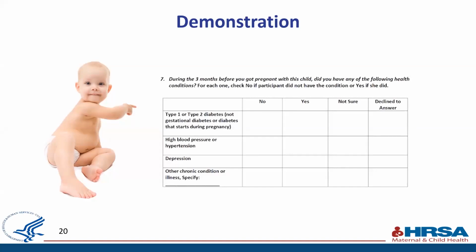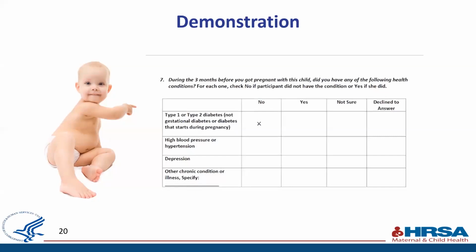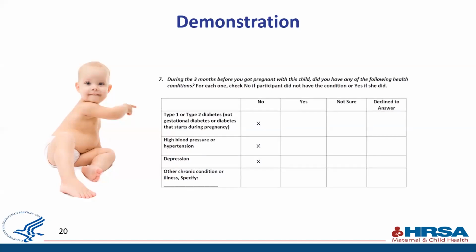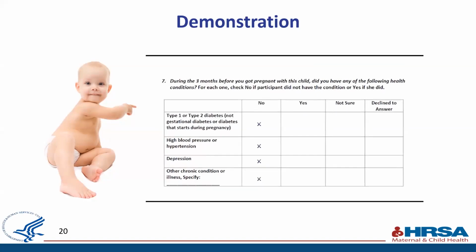During the 3 months before you got pregnant with this child, did you have any of the following health conditions? Type 1 or type 2 diabetes, not gestational diabetes or diabetes that starts during pregnancy? Yes, no, don't know, or you can decline to answer. No. High blood pressure or hypertension? No. Depression? No. Other chronic condition or illness? No. Okay.